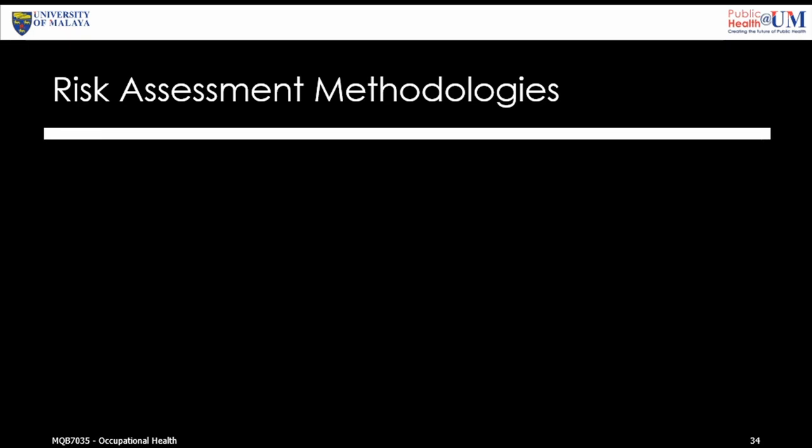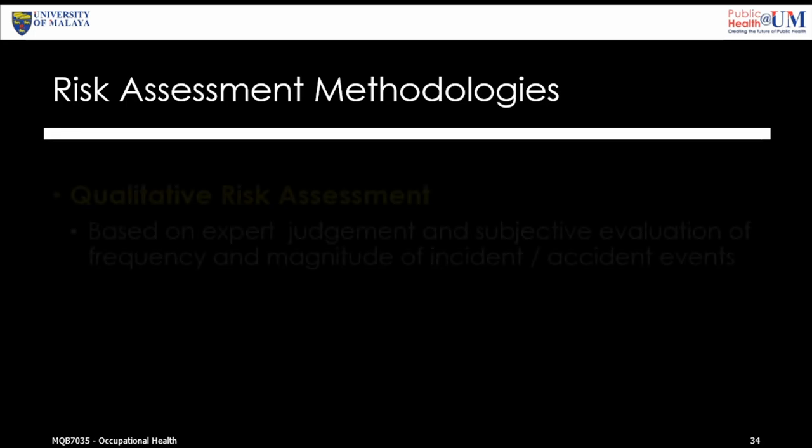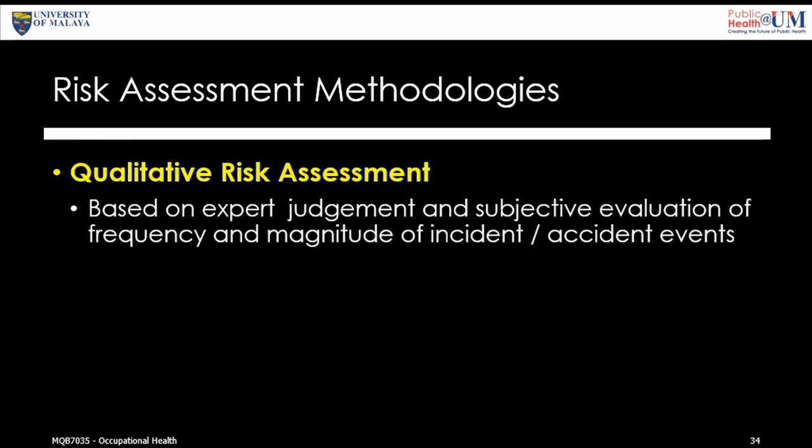So what we need to do is communicate as a scientist, as an expert, the decision and make sure that the communication is understood and is clear. So we have qualitative risk assessment. Qualitative is different from quantitative. Qualitative is basically based on expert opinion, subjective evaluation, looking at the frequency of exposure and the magnitude of exposure of incidents and accident events. So these are more of qualitative risk assessment.